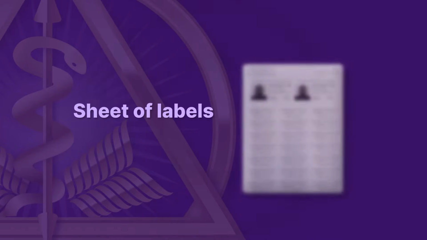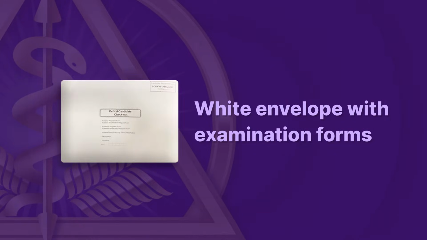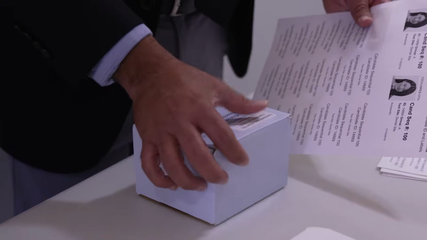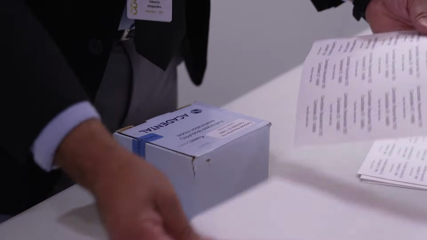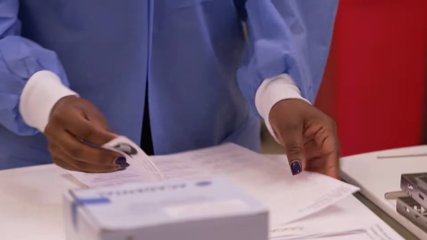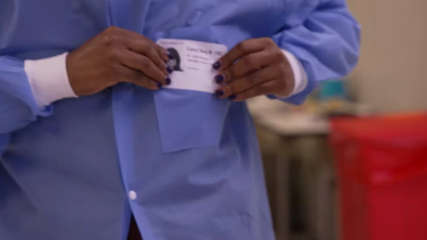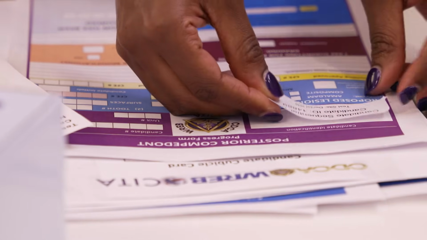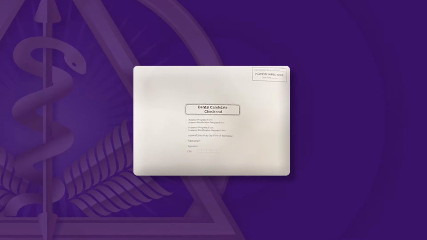You will receive a sheet of labels, a white envelope containing your examination forms, and a typodont box. Once the examiner places your ID label on your typodont box, you may return to the operatory to continue setting up. When you have returned to your operatory, place your photo ID label on your outermost garment and place ID labels in the designated areas on the forms you received. This includes the white envelope.